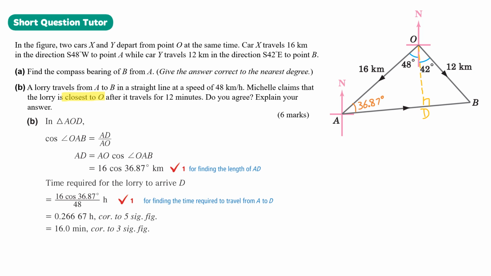It's 16 minutes. That means it takes 16 minutes for the lorry to travel from A to D, which is not equal to 12 minutes. Therefore, the claim is disagreed. The final mark will be awarded for a correct conclusion with reasons given.